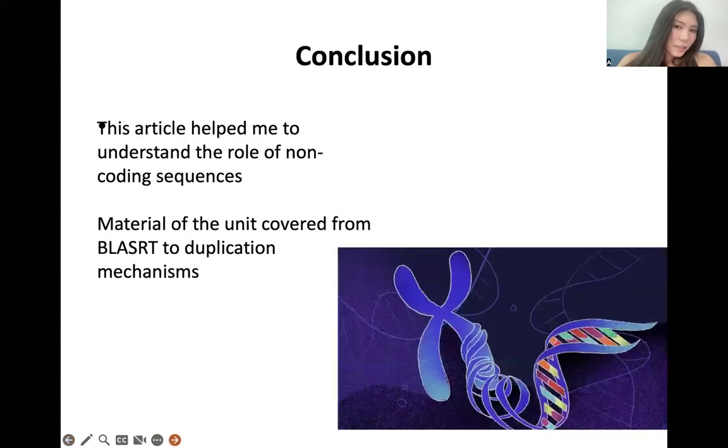Ultimately, the article helped me connect the various models of the course, from the mechanism of gene duplication and evolution to the functional role of non-coding sequences and transposons. I realized that all these processes are closely interconnected and together form a dynamic picture of the genome.